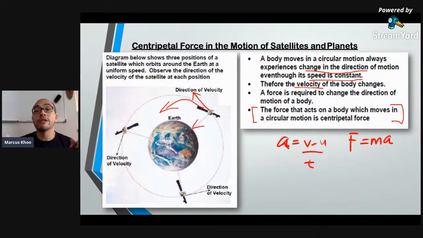So it's a combination of two forces. One is the force of the satellite that wants to go in one direction, and the other one is the force of the gravitational pull from the Earth. That causes it to go in a circular motion.